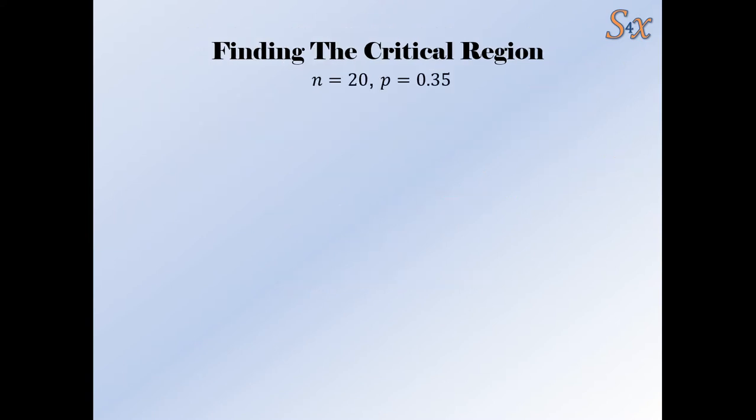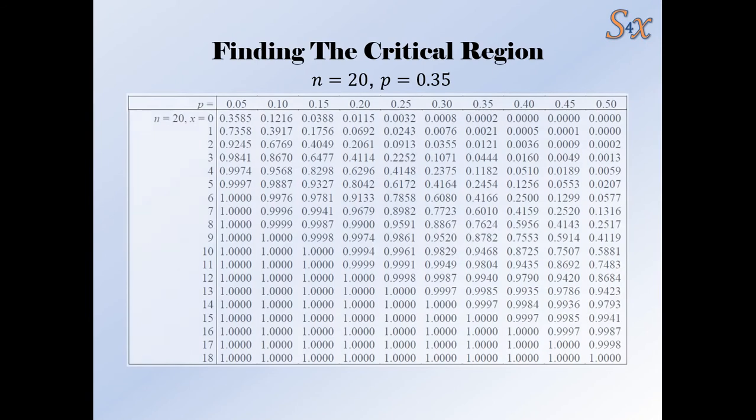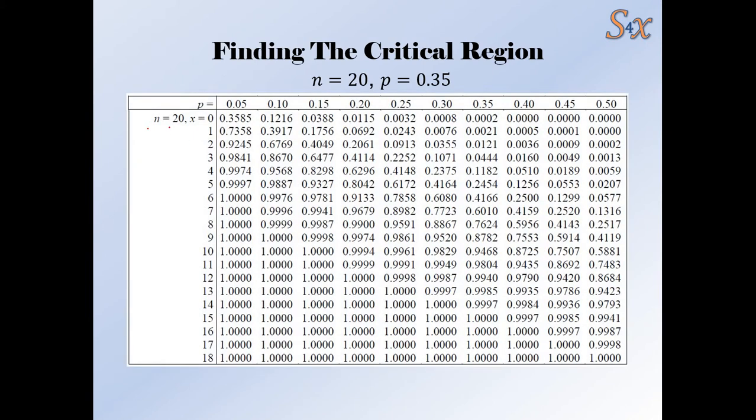Let's bring in the table now and have a look. So I'm going to bring in the table for n is 20, and I'm going to look at p is 0.35. Now there's going to be two parts to this critical region. There's going to be one part at the top of the table up here, and one part at the bottom of the table down here. We get a critical region on each side, as I tried to show you in the previous page. So remember we've got 5% on each side. We half that 10%.